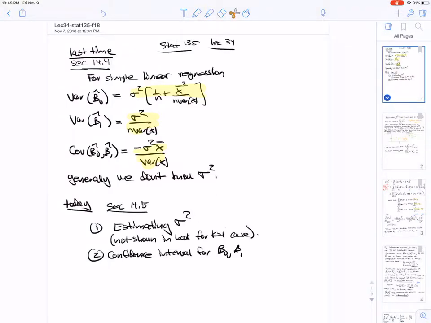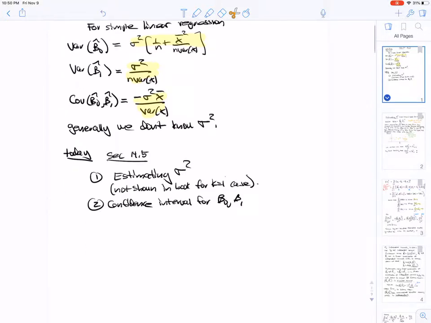Last time we were focusing on simple linear regression and computing the variance of beta 0 hat and beta 1 hat, and we got the following formulas, as well as the covariance of beta 0 hat and beta 1 hat. However, generally we don't know what sigma squared is, so we need an estimator for it. So that's the first thing we're going to do today. Once we have standard errors, we're going to then compute confidence intervals for the parameters.